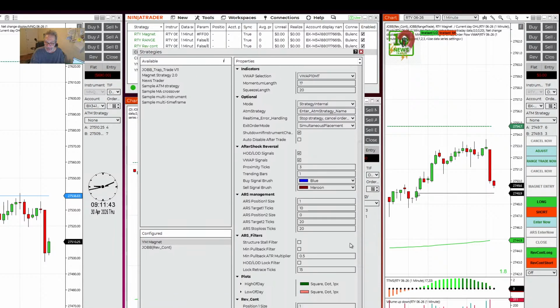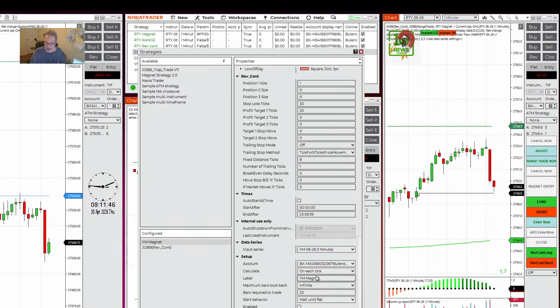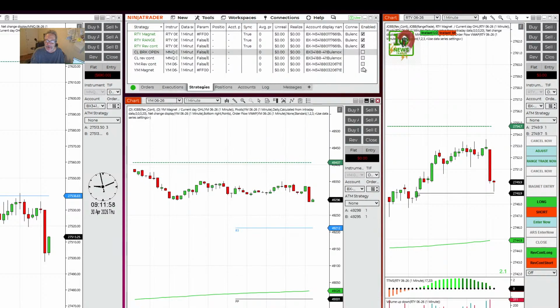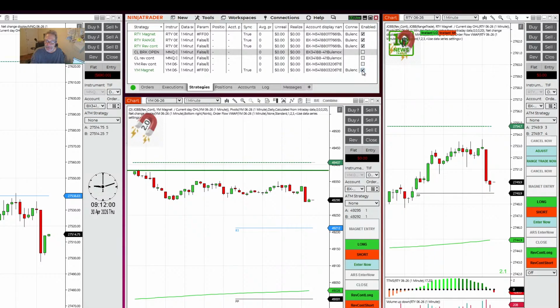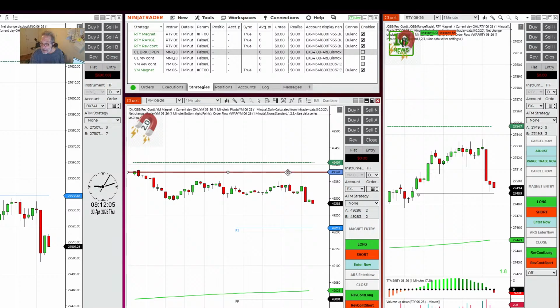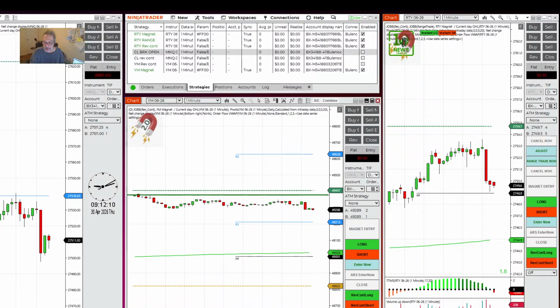And we'll go all the way down, make sure everything's labeled. YM magnet, we're on the right account, 67. We didn't make any changes, so the apply button doesn't show up. We just OK it. And if we turn on our YM magnet, we can decide where we want our order. Entry. We also have short orders down below.